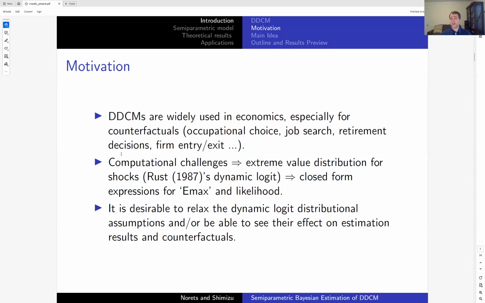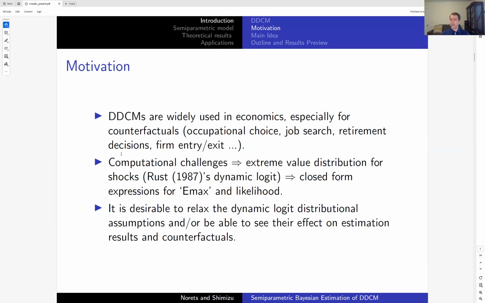So these types of models are widely used in different subfields of economics: occupational choice, job search, firm entry and exit decisions. And these models are pretty challenging computationally, right? We need to solve these dynamic programs to compute the value function and integrate out those epsilons in the Bellman equation and in the likelihood. And people came up with some simplifying parametric distributional assumptions on the epsilon.